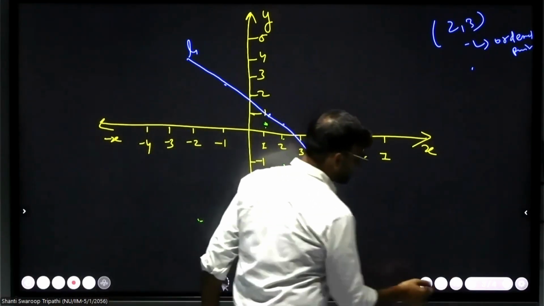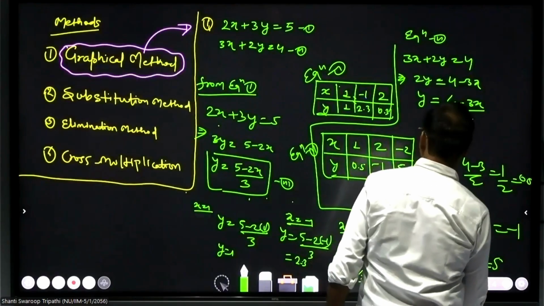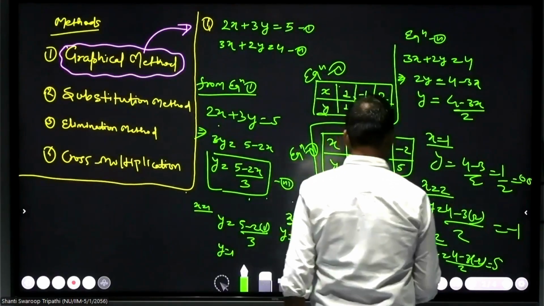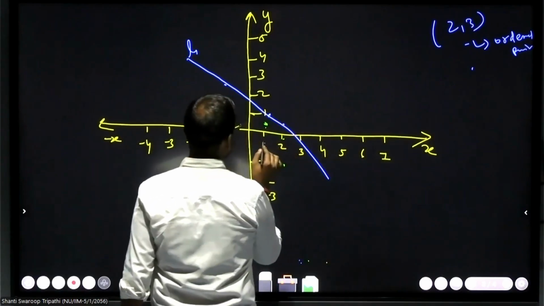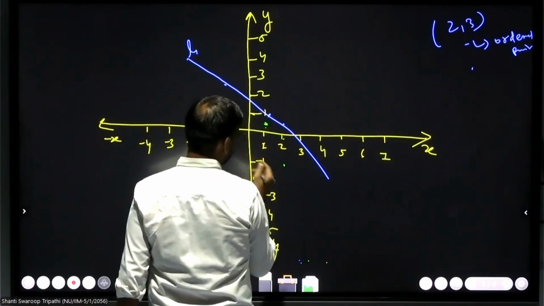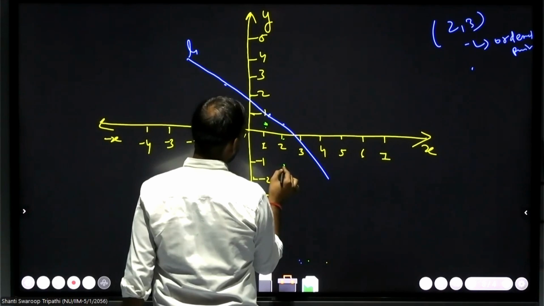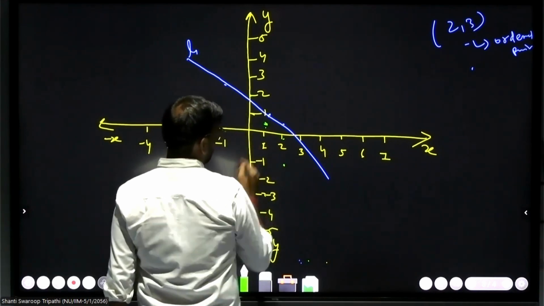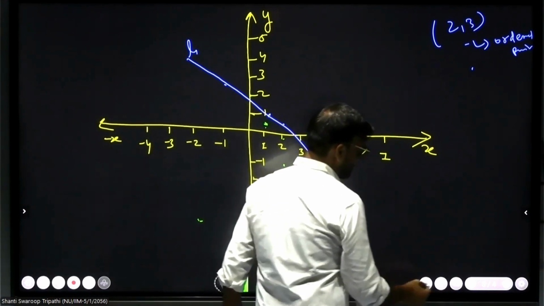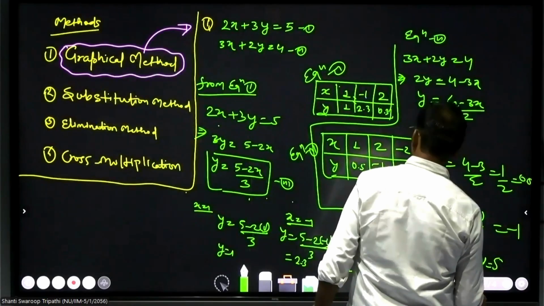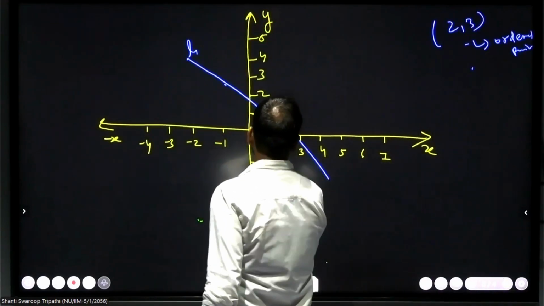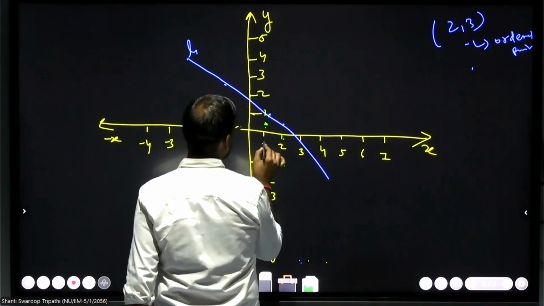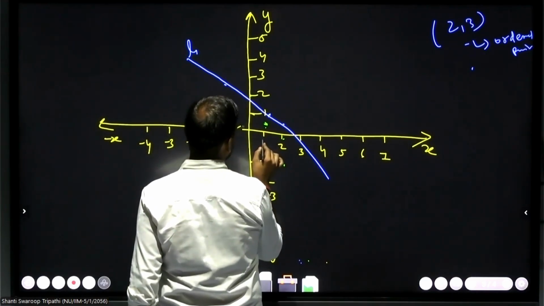I think there is some mistake. 2 and minus 1 is okay here. This is 2 and minus 1. And this is also okay. I think in the first point I made some mistake. Not 1, 0; it is 1 and 0.5. This is 1 and 0.5. Is it okay?